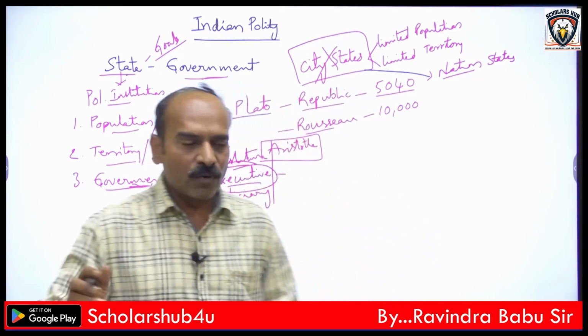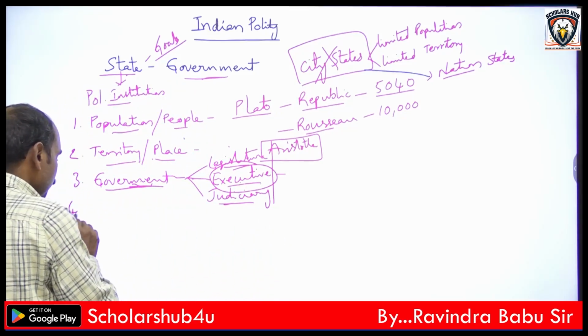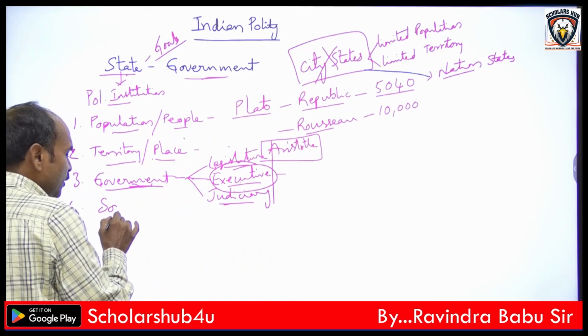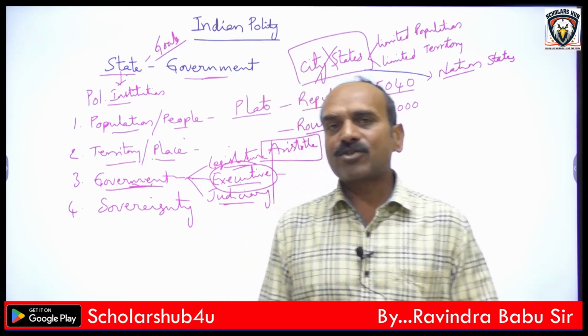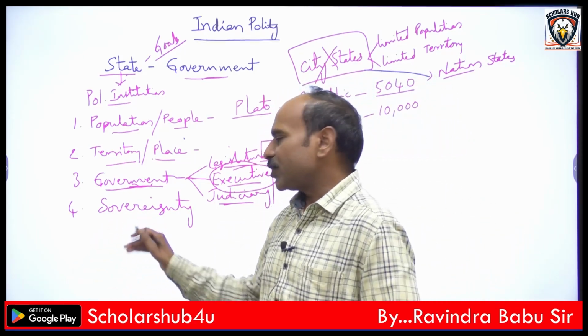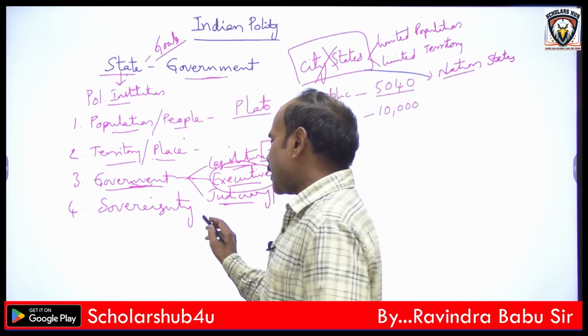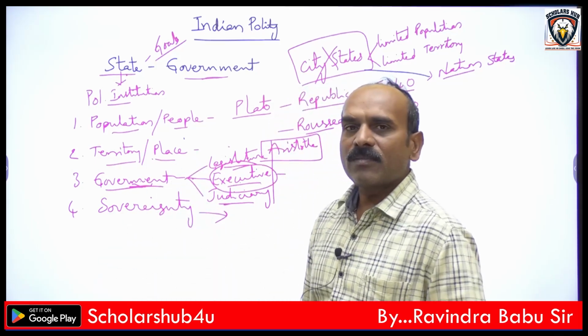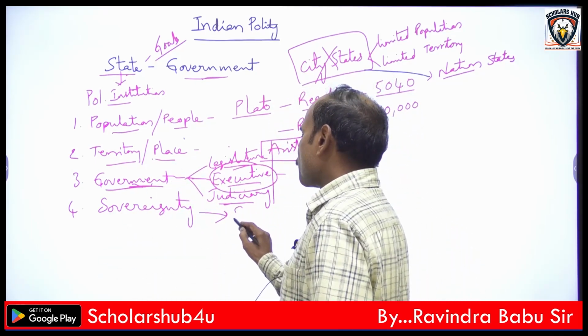Then, coming to the fourth essential element, sovereignty. Another important or essential element of state is sovereignty. The term sovereignty was taken from a Latin word superanus.